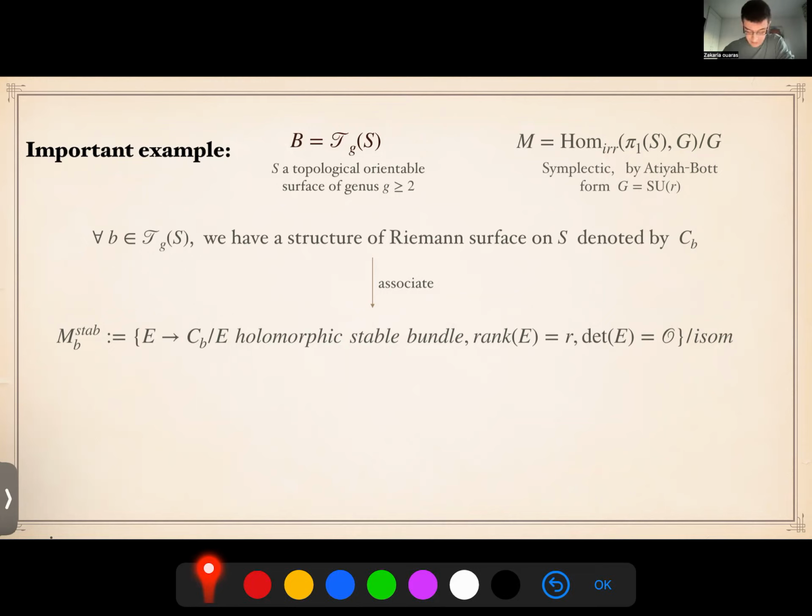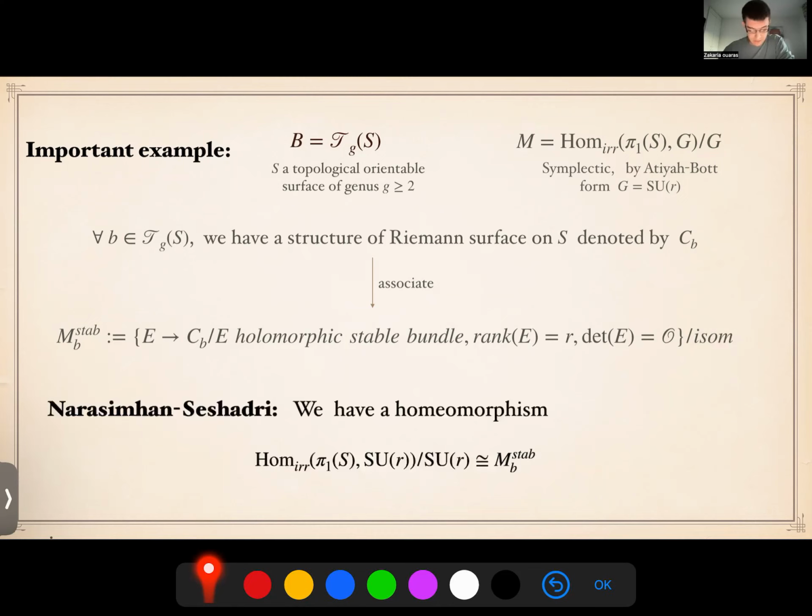This is a variety. It has very nice properties. But why are we interested in this variety? In fact, we have the Narasimhan-Seshadri theorem that identifies this symplectic manifold, to which we are interested in applying Hitchin's theorem, with this variety. This is a homeomorphism. So on the left-hand side, we have a symplectic manifold, and on the right-hand side, we have an algebraic variety.